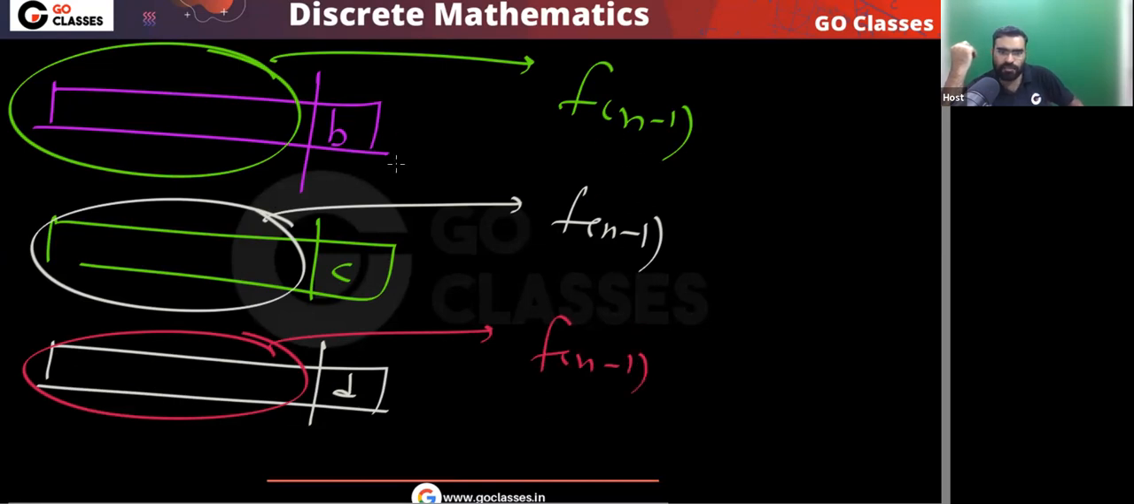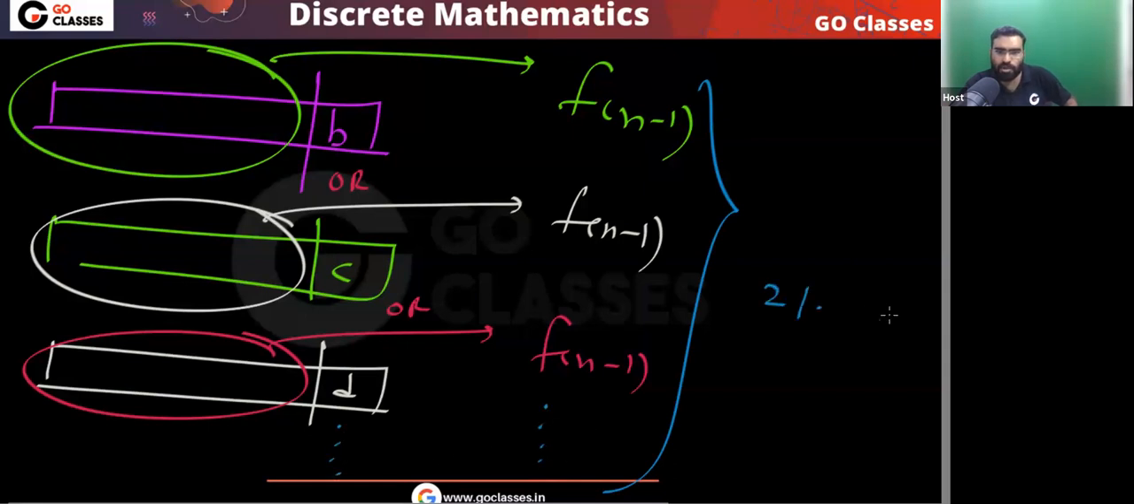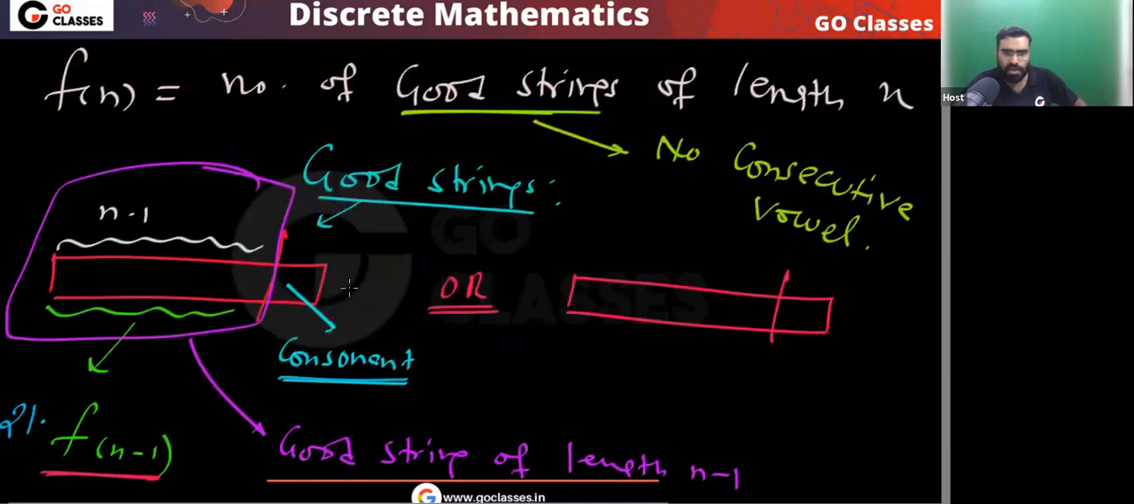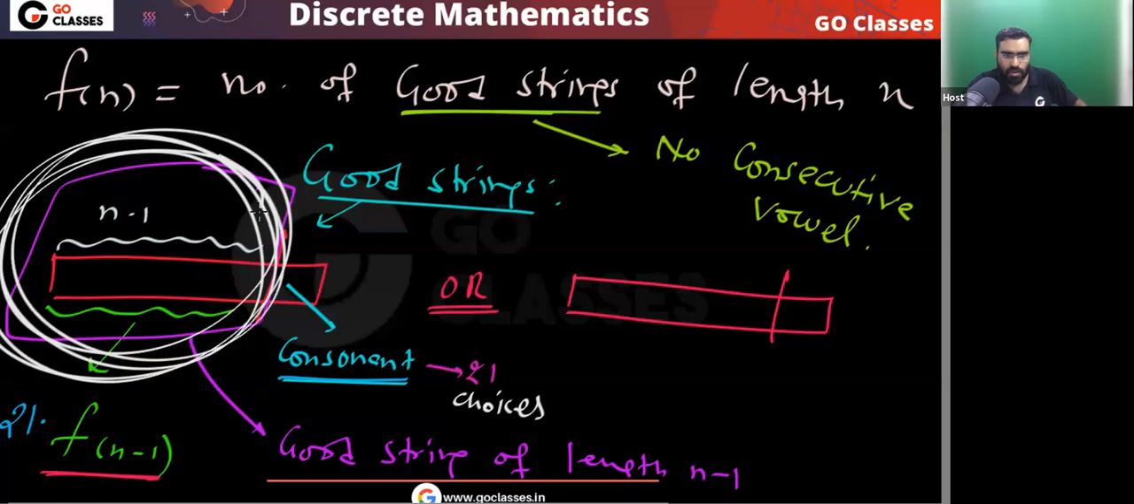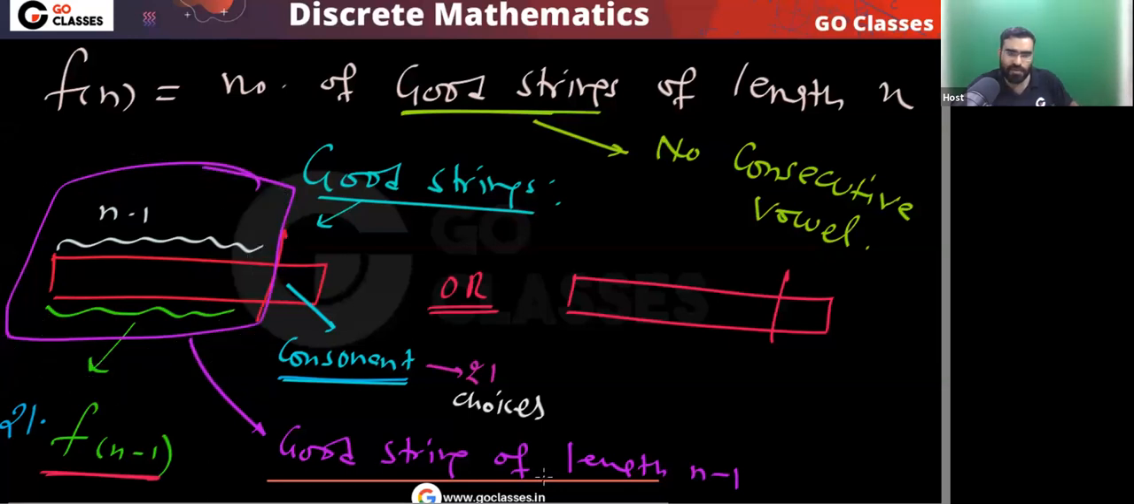Either this will happen, or this will happen, or this will happen, and so on. So tell me, ultimately what are you getting? 21 fn-1. Agree? This is what you are getting, because you are ending with consonant. How many consonants are there? Total 21 choices are there. And this part must be good, so this must be a good string of length n-1. So you will get 21 multiplied by fn-1.